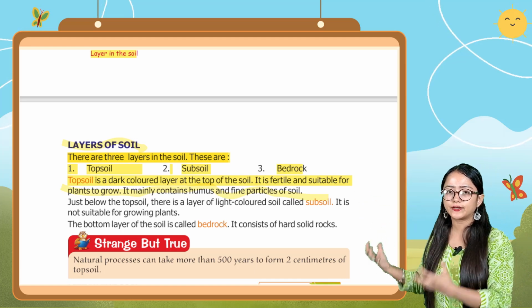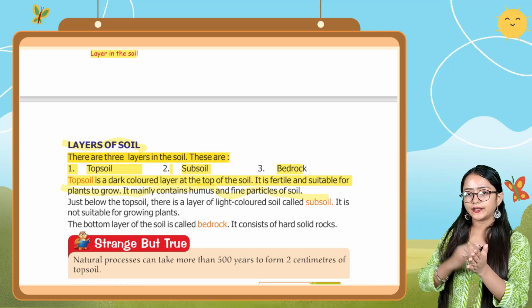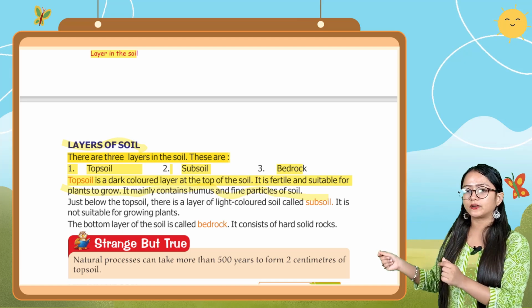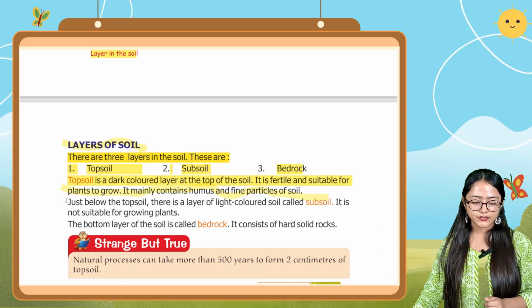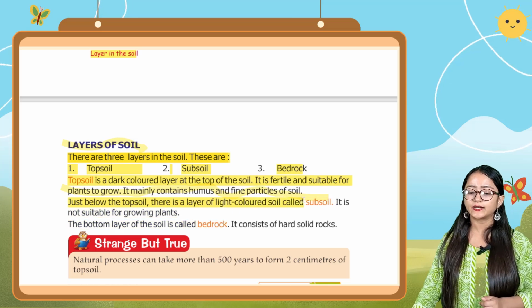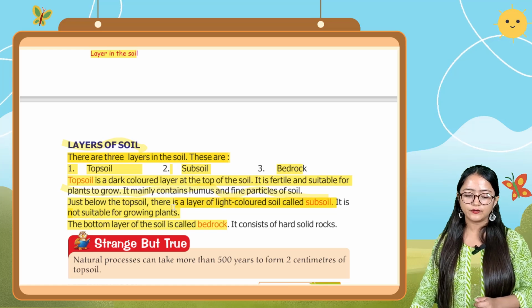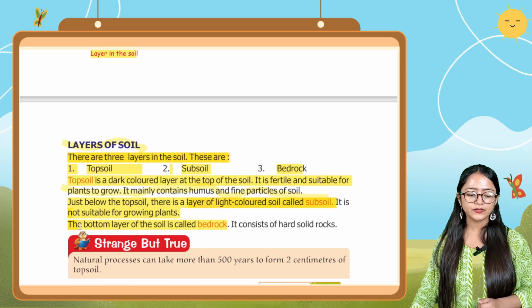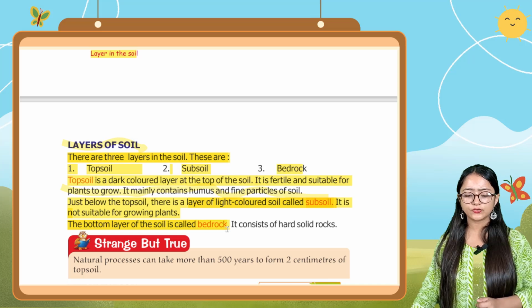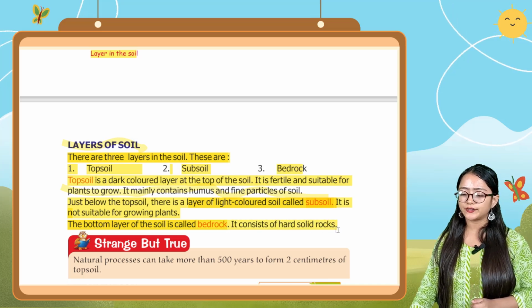It is very much fertile and suitable for the crops to grow, and it mainly contains humus and fine particles of soil. Just below the topsoil there is a layer of light colored soil called subsoil. It is not suitable for growing plants. The bottom layer of the soil is called bedrock. It consists of hard, solid rocks.